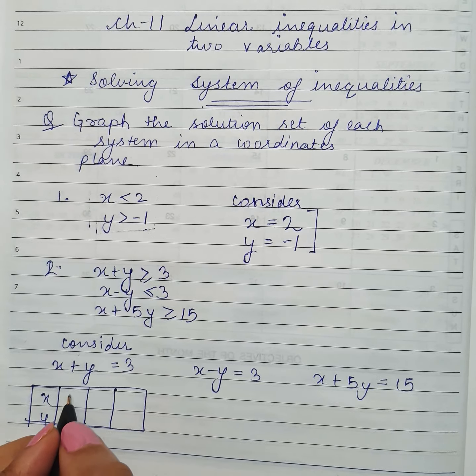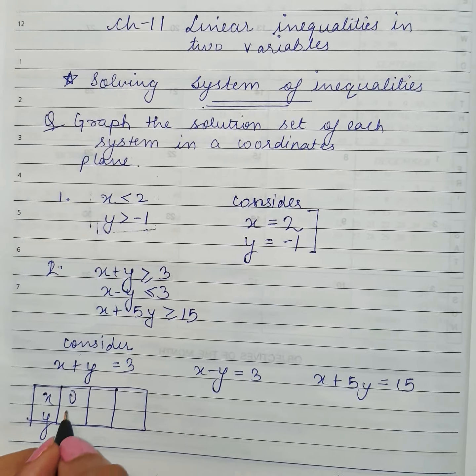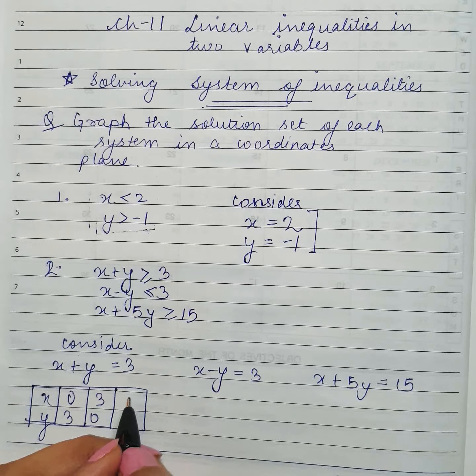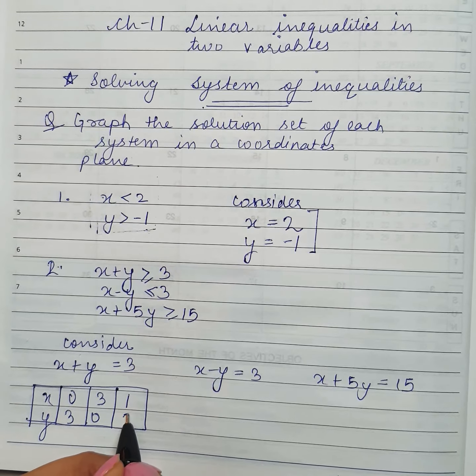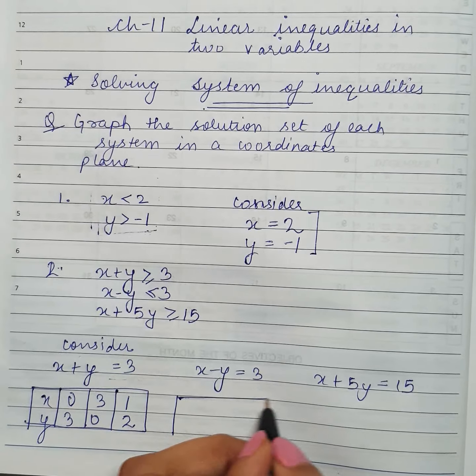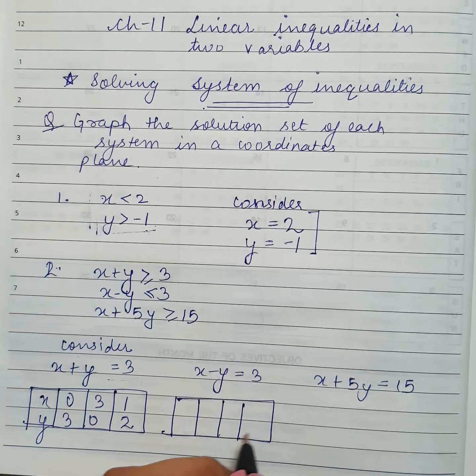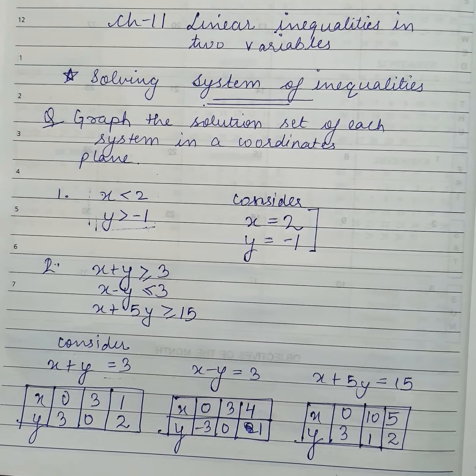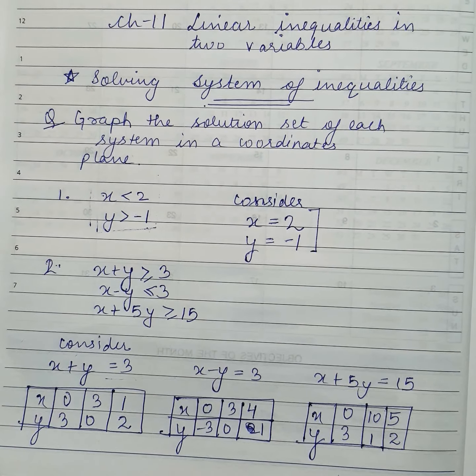So one point may be 0: when x is 0, y will be 3; when y is 0, x is 3. Suppose I put x equal to 1, y will be 2. So the sum is going to be 3. Similarly, for the other two lines, a minimum of 3 points per line is required. So these are the tables, the calculation part I have done.